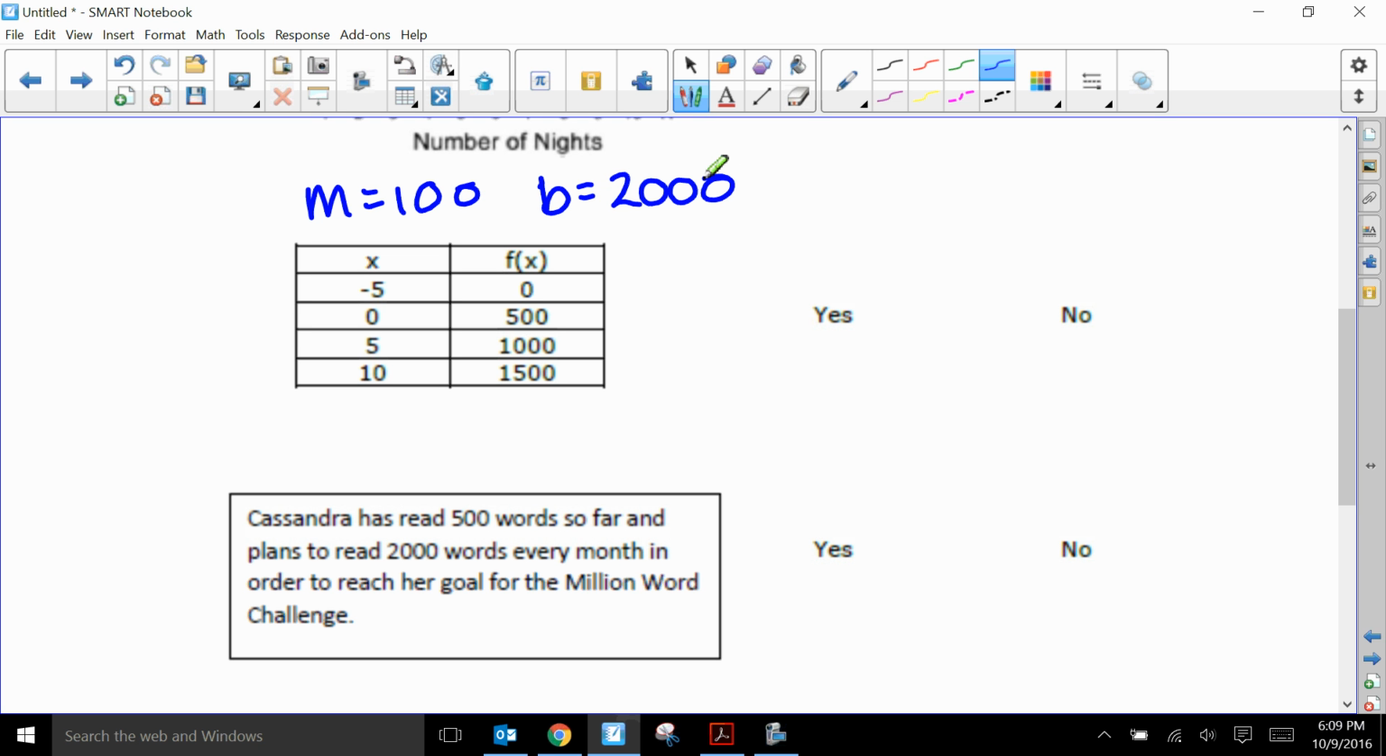Okay, so my y-intercept is when x equals 0, so I'm going to come find 0 on my table, and I already have a problem. When my x is 0, y is 500, so no, this cannot represent that function.